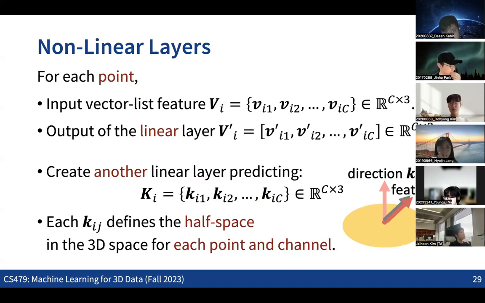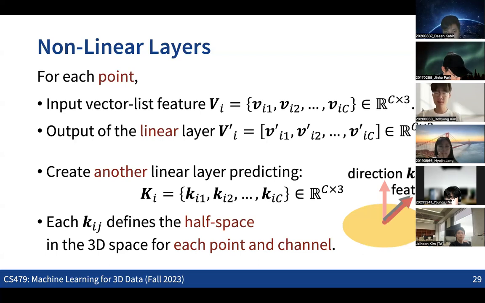For the vectors, we cannot define some kind of half space in advance, because we don't know what sort of rotation we will apply to the input point cloud, right? So that's why we are also learning the half space in a data-dependent way for each point and channel. The way we learn it is simply using another linear layer, also predicting a same set of vectors. But now we are treating these vectors as the normal vectors for the half spaces.